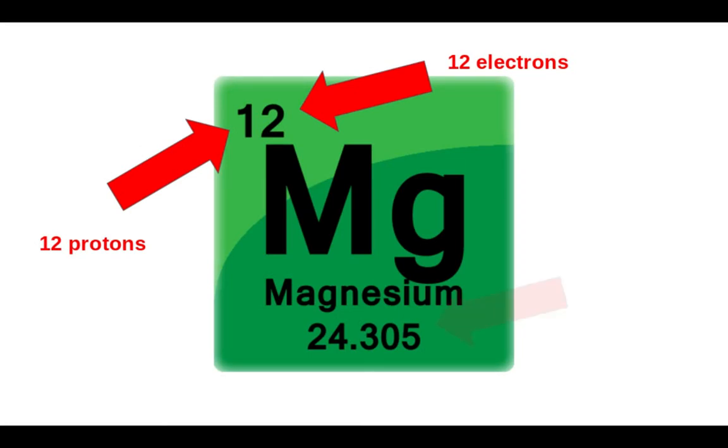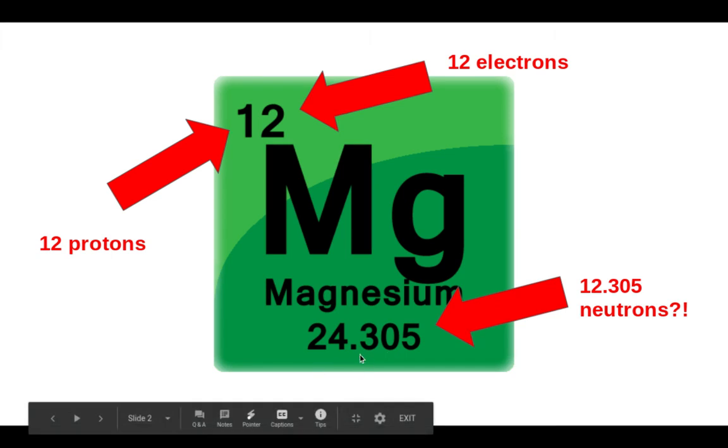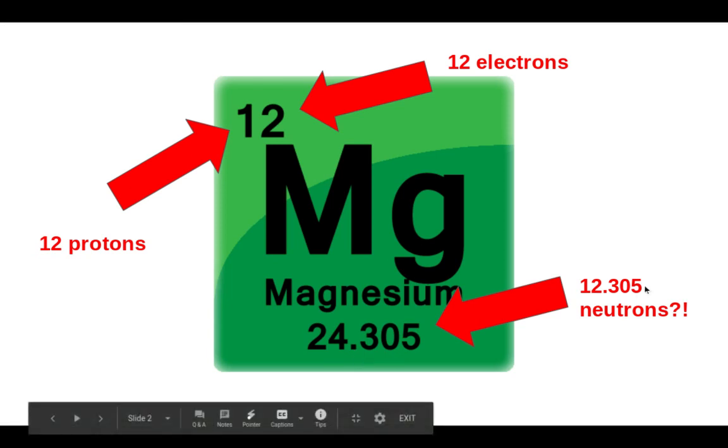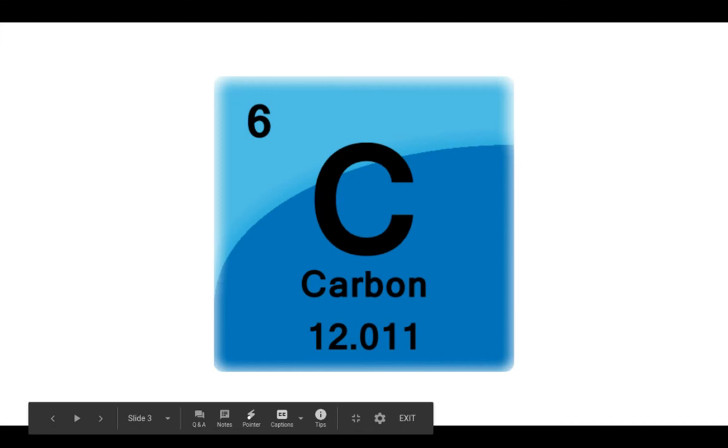However, the number of neutrons, does it have 12.305 neutrons? I know I've normally told you to round down. I always say go down to the closest number. But why am I telling you to do this? And is this actually the real number? Let's look at another example.